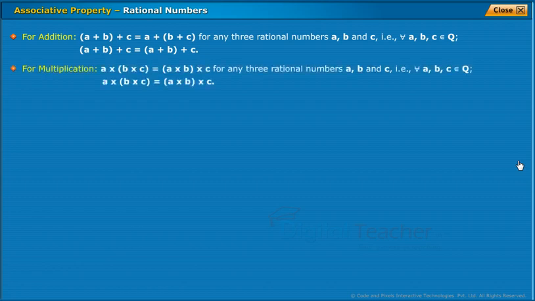For multiplication, a into (b into c) is equal to (a into b) into c for any three rational numbers a, b and c. That is, for all a, b, c belongs to Q, a into (b into c) is equal to (a into b) into c.